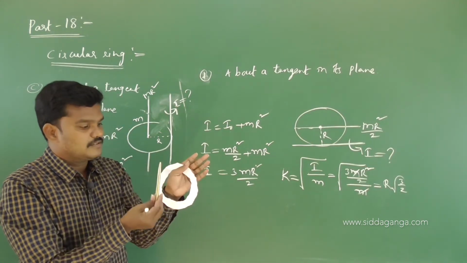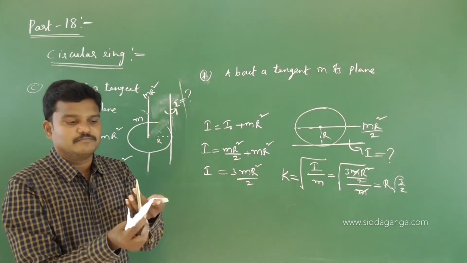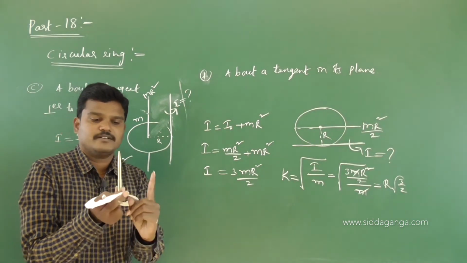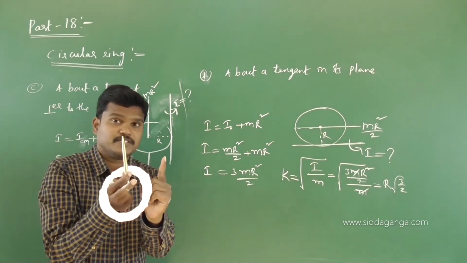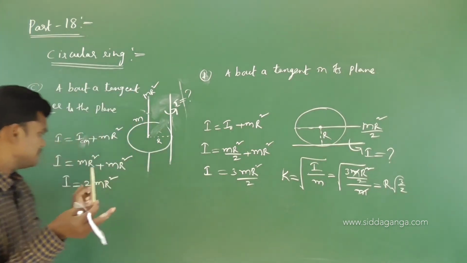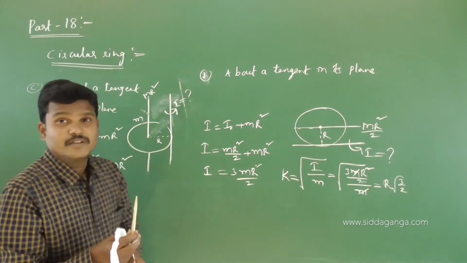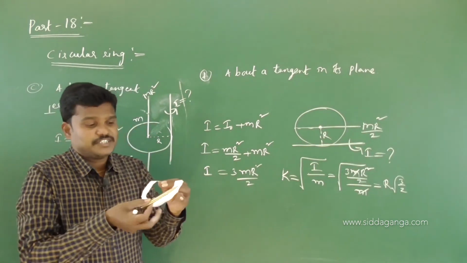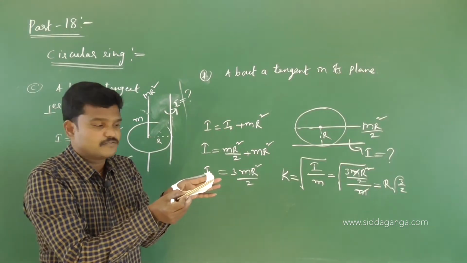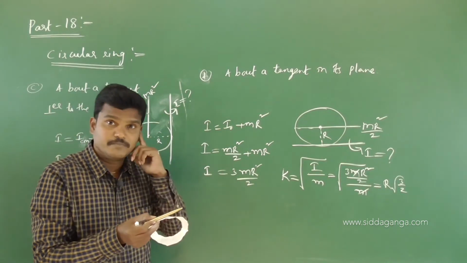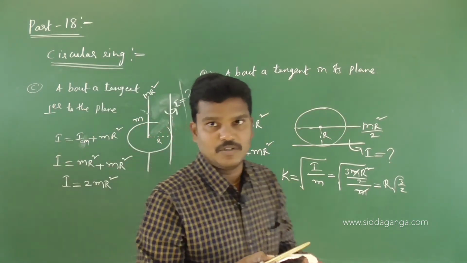Third one, I have drawn a tangent for the first diagram. So about a tangent perpendicular to the plane, mr square plus mr square, 2 mr square. Fourth one, about a tangent in its plane, mr square by 2 plus mr square, 3 mr square by 2. So practice these four formulas.